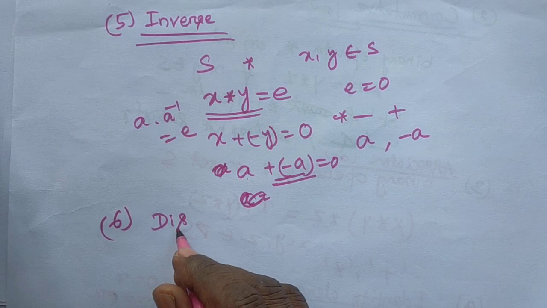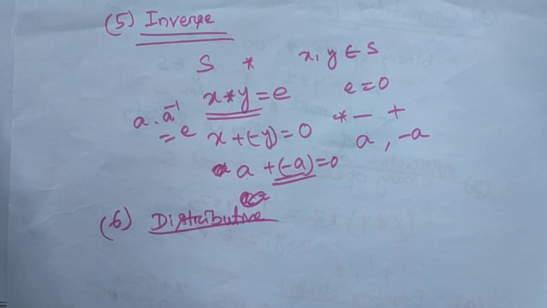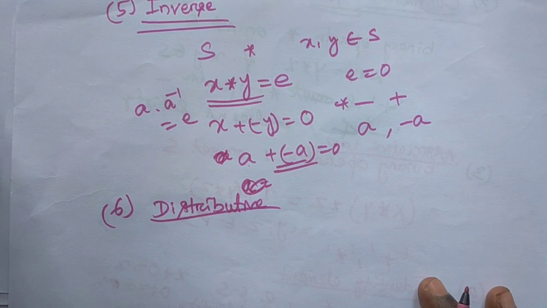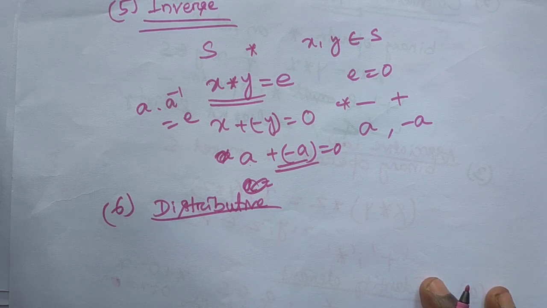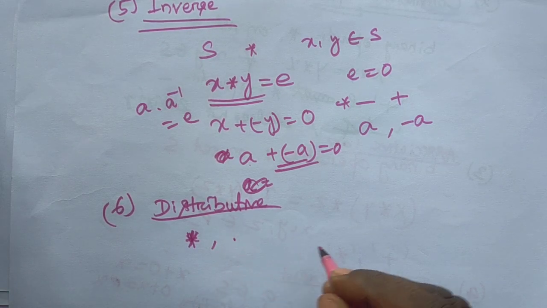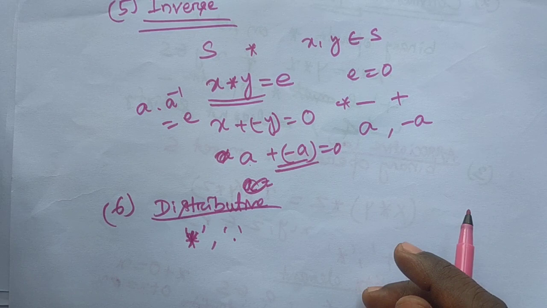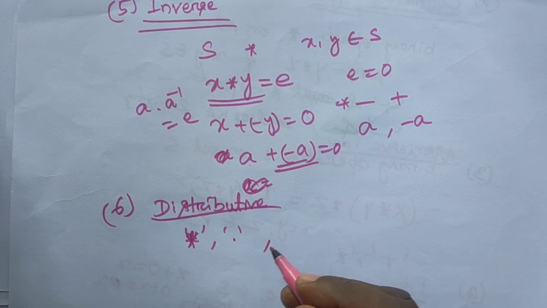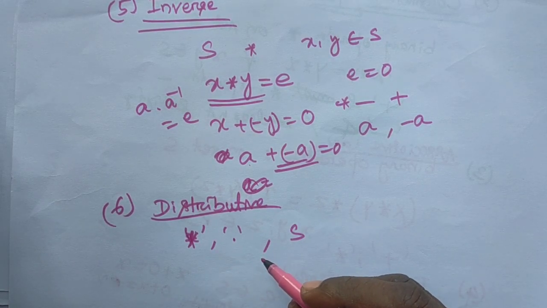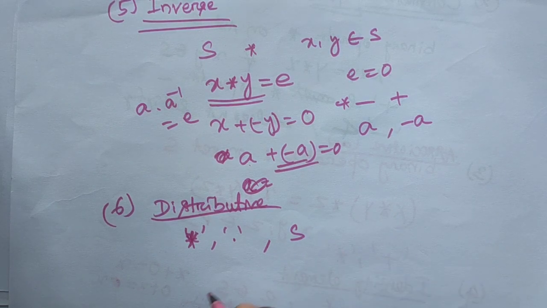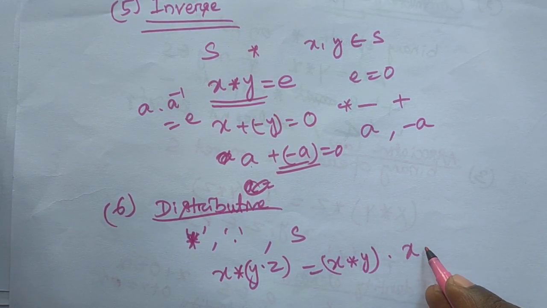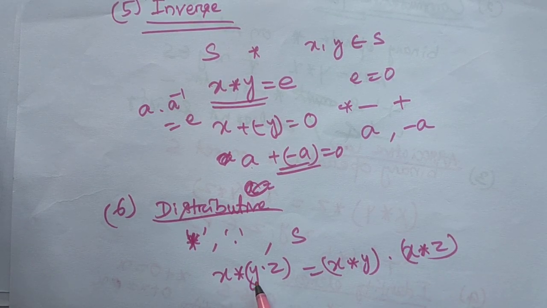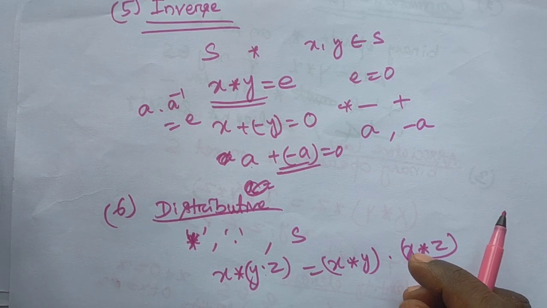Next is distributive. What is distributive? Distributive means an operation is distributed among elements. In that case we use two operators, for example the star operator and the dot operator. Suppose the two operators star and dot on a set S are said to be distributive if x star (y dot z) is equal to (x star y) dot (x star z). So we can say it is distributive.